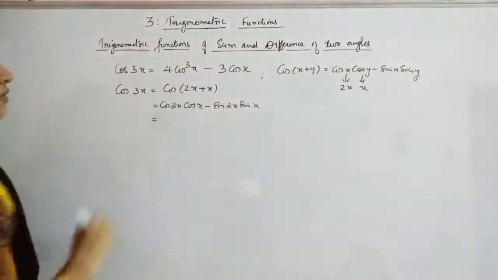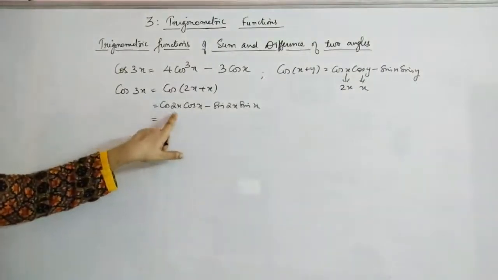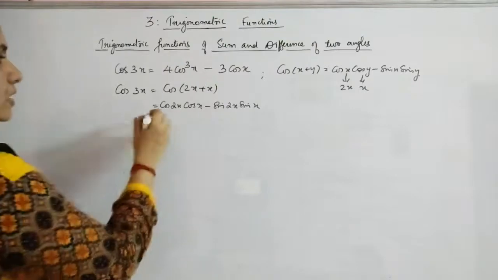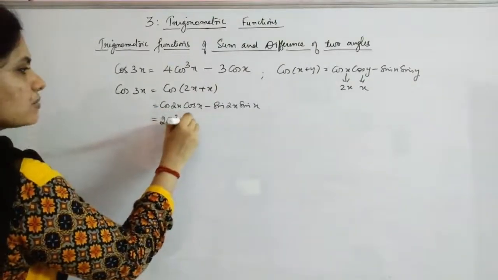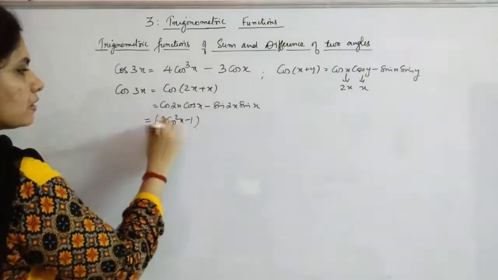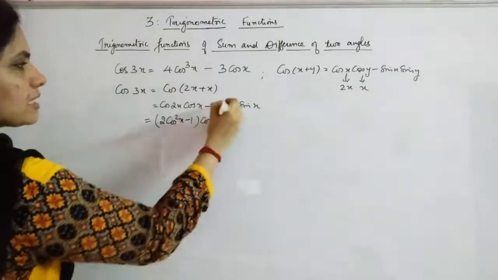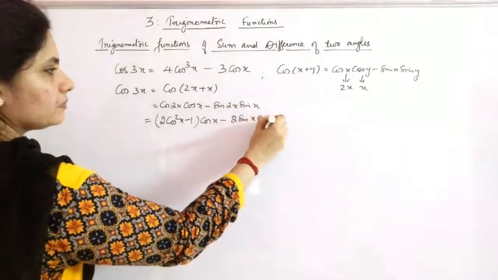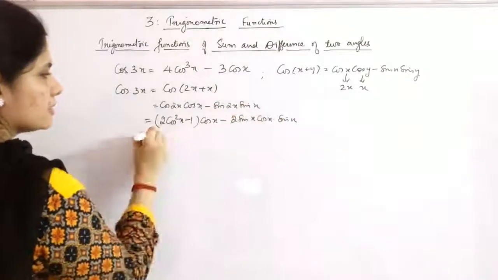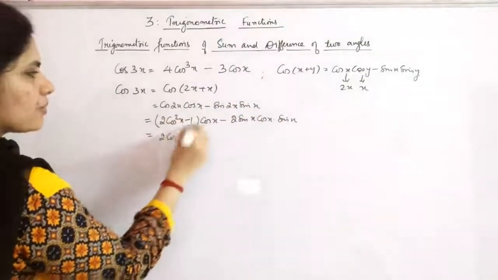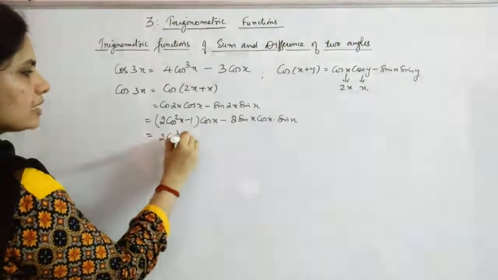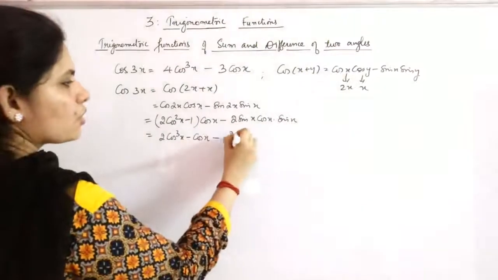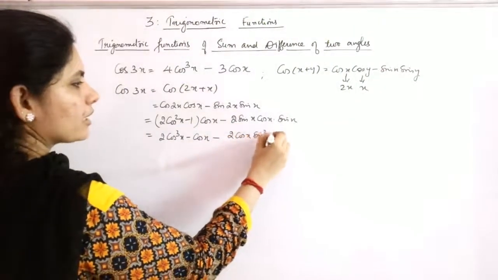Now what we are doing is this cos 2x will be replaced with the formula which contains only cos, which is 2 cos square x minus 1, into cos x, minus, again sin 2x will be replaced with 2 sin x cos x into sin x. So you are getting, just multiplying, 2 cos cube x minus cos x minus 2 cos x sin square x, right?